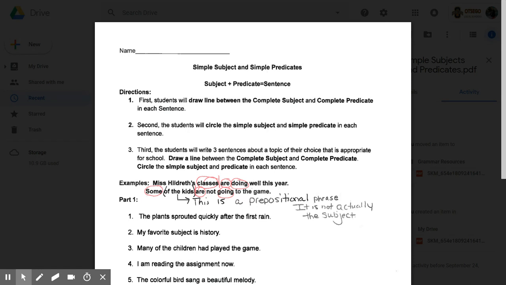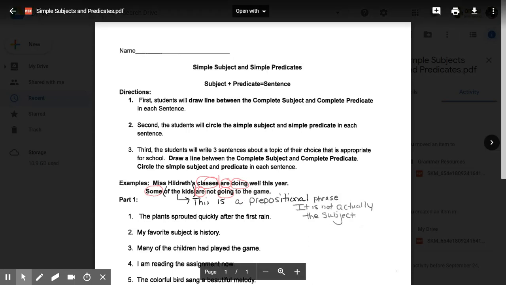Okay, so classes is my simple subject. That's why I circled that. I drew a line between classes and are doing well this year because I divided the complete subject from the complete predicate. And then I circled are and doing because that's my simple predicate. Those are my verbs. Okay.